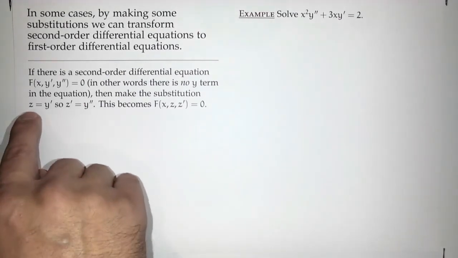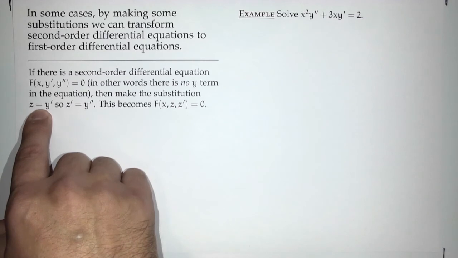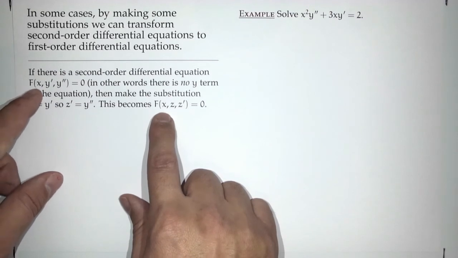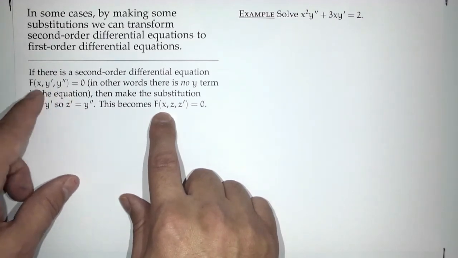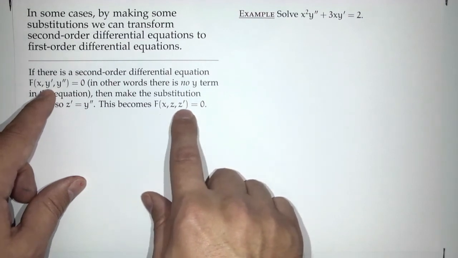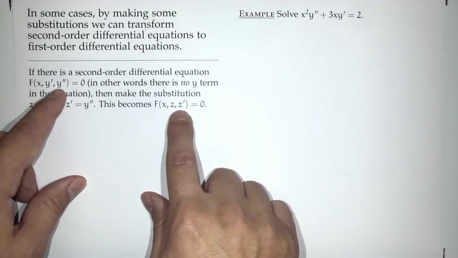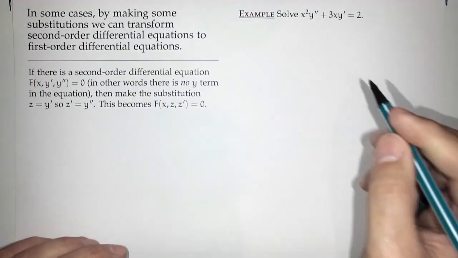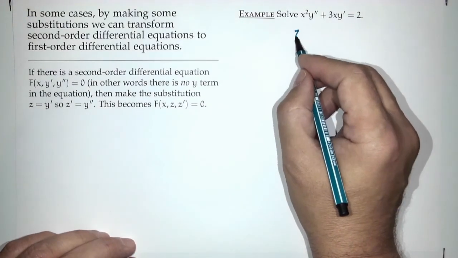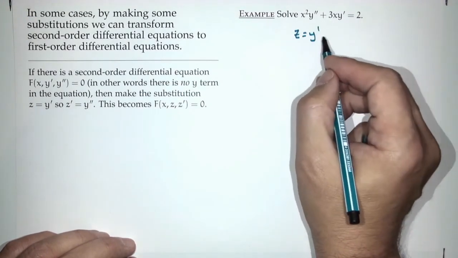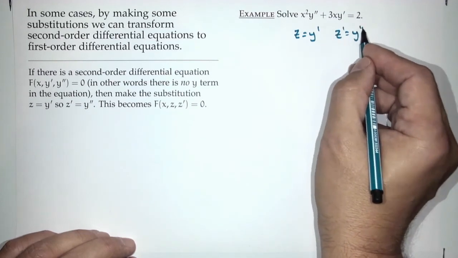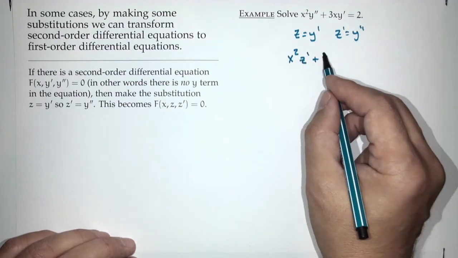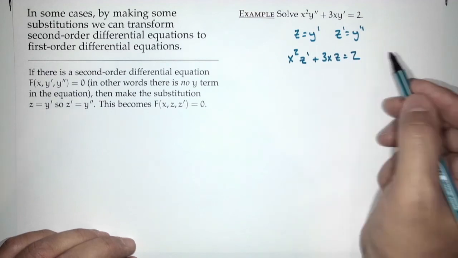And we say, hey, here's an idea. We're going to introduce something called z. We'll let that be y prime. So z prime is y double prime. And then we say, well, wow, this thing which involves two derivatives now just involves one, right? Because it's z and z prime instead of y prime and y double prime. So that's pretty straightforward. So what happens? Well, here's a quick example. There's no y, so z would be y prime, z prime would be y double prime. So what we would say is, this is really x squared z prime plus 3x z equals 2.